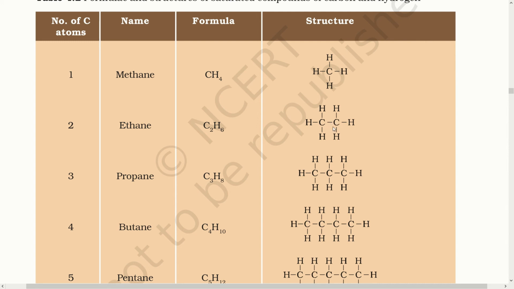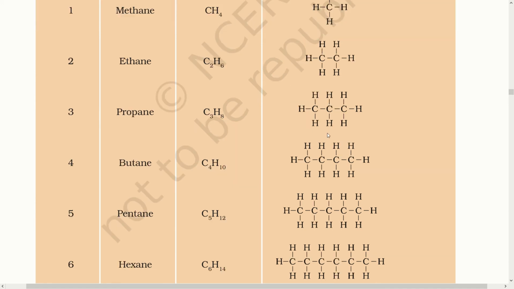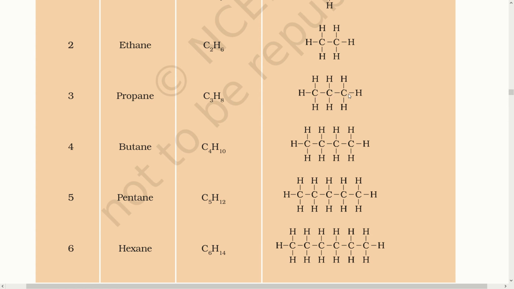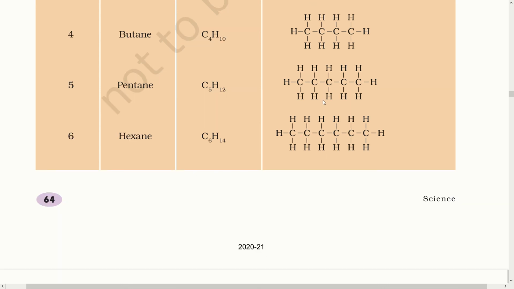In ethane also, you can see the single bond between 2 carbon atoms, and the 3 leftover electrons are shared with 3 individual hydrogen atoms for each carbon atom. Propane would be in the same manner, with 3 carbon atoms sharing electrons with each other. Butane would have 4 carbon atoms sharing electrons with each other, while the leftover electrons would be shared by hydrogen atoms. Pentane has 5 carbon atoms, and hexane, 6 carbon atoms.